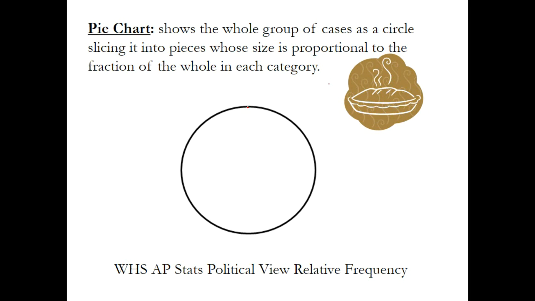55% was liberal. So we take almost half the pie. So I come down to the center point of the pie and then just slightly larger. And I'd identify this as liberal. And I may even put the percentage just to make sure people know what it is.